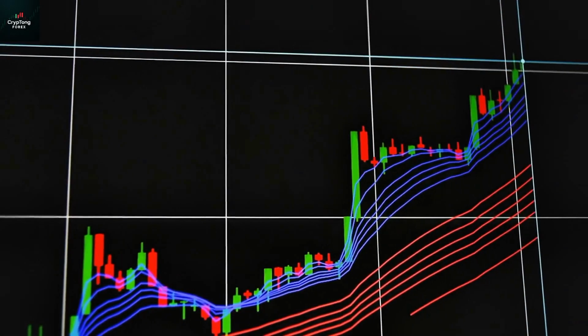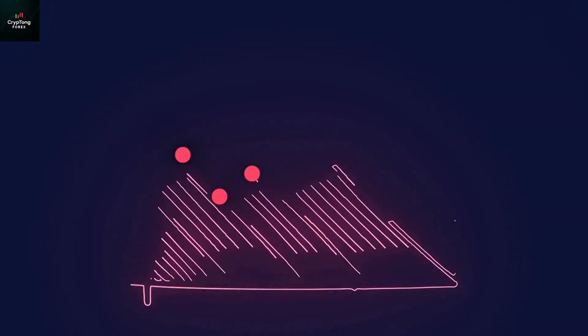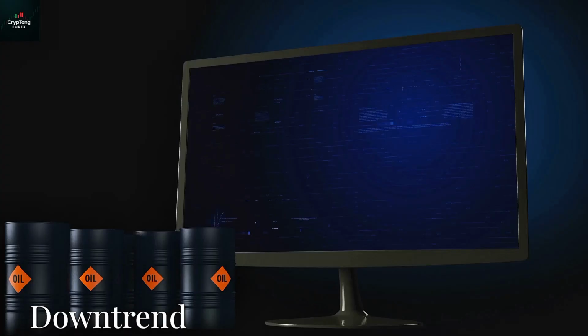An uptrend means the market is going up overall. Picture a staircase going higher and higher. Even if it dips sometimes, the overall direction is up. Traders like to buy during an uptrend and ride the wave.